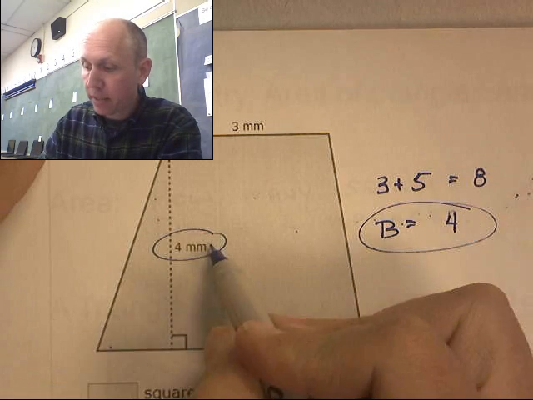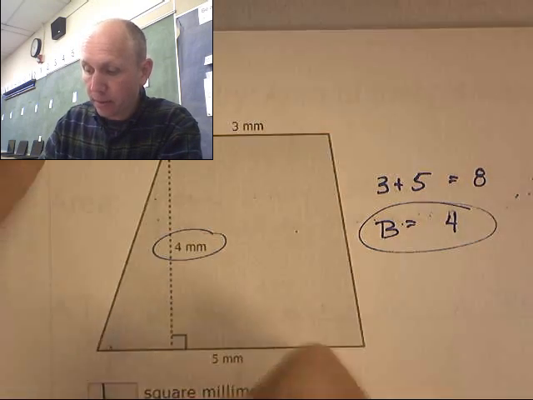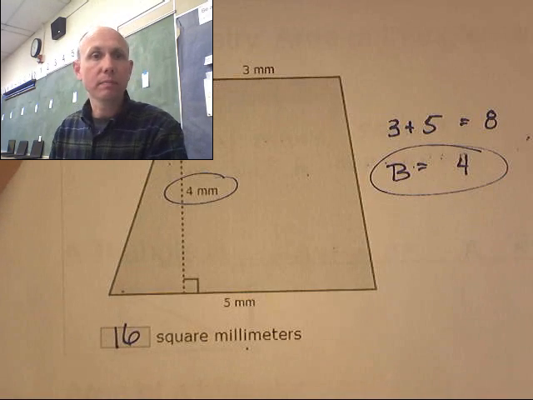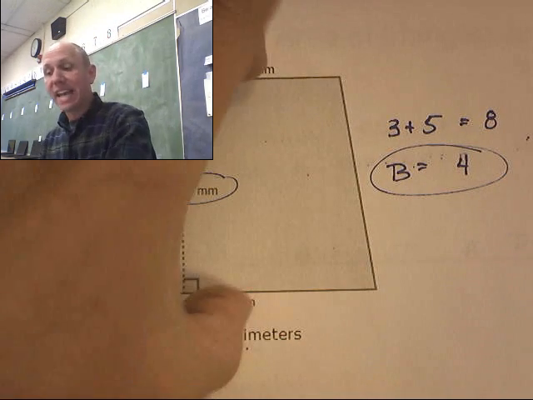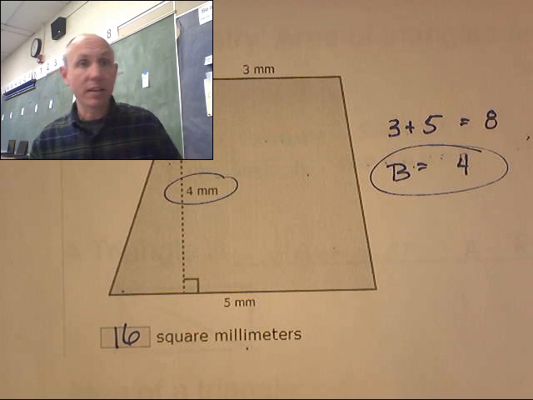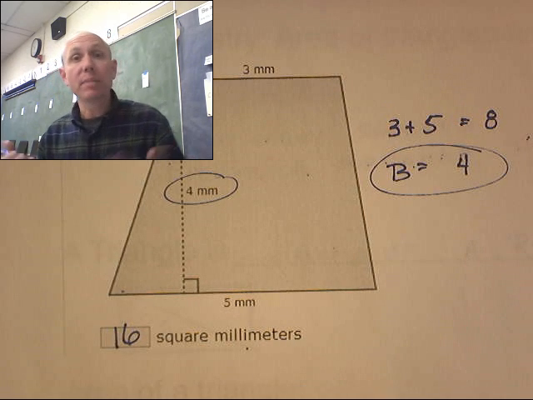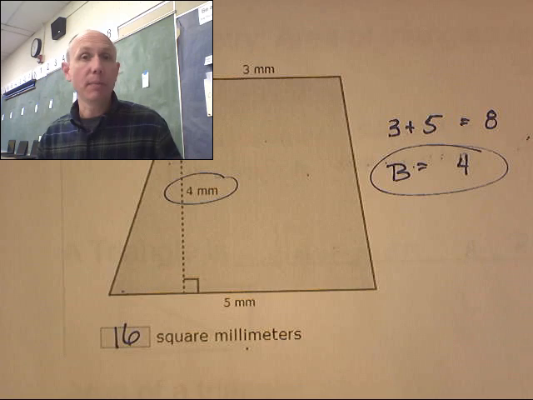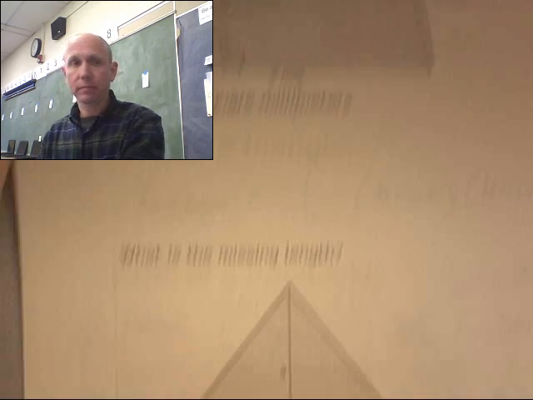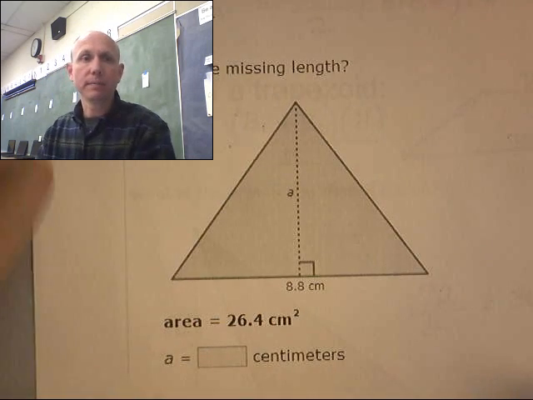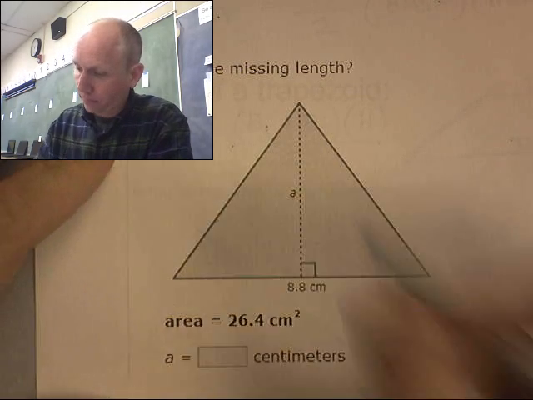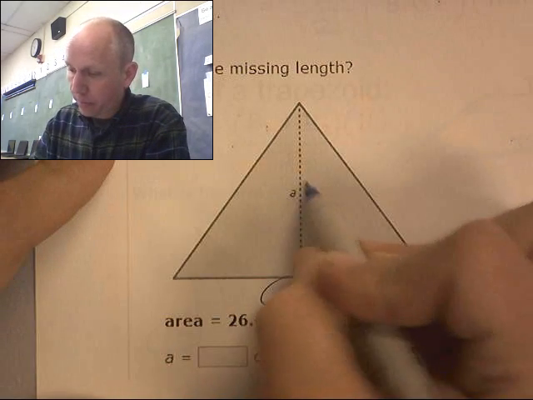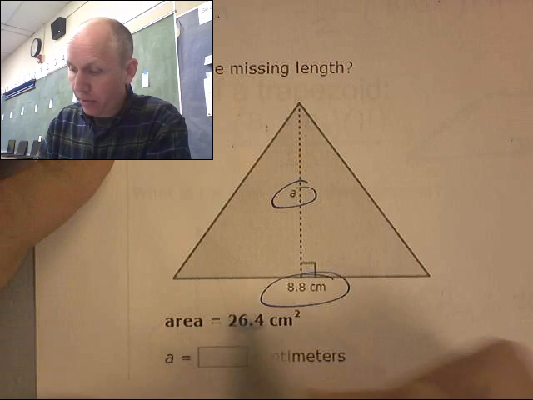Base, height, base, height. There it is. That's how I do it. I take the average of the two bases, because I don't know which one is the base. So I add them together, I divide that by 2, and then I multiply by the height. All right. Well, here's my base, and there's my height. And here's my area.